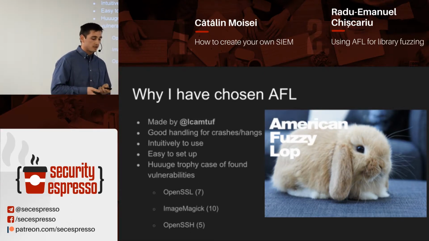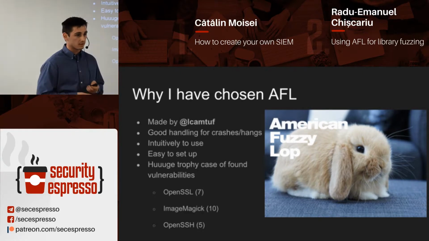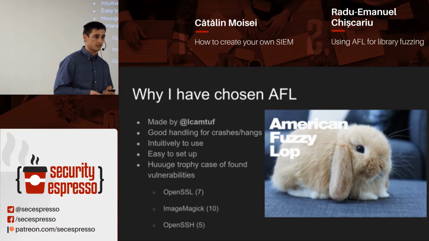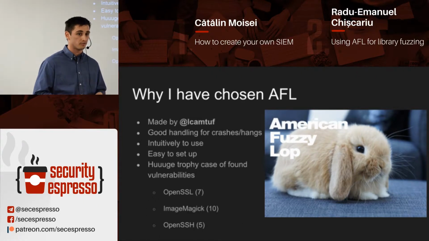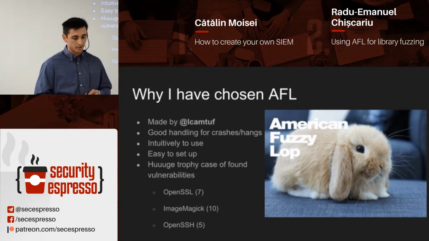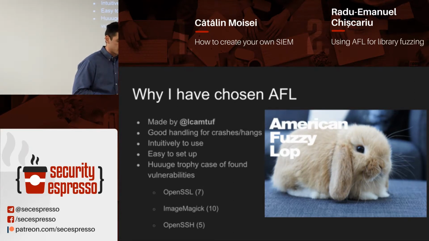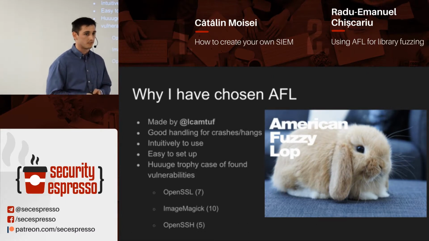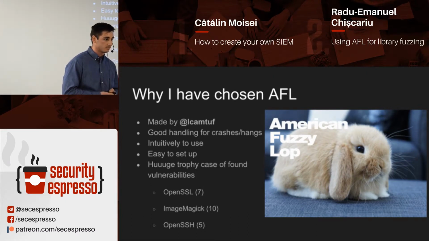What I like about AFL is that it's very easy to set up. It has very good handling of crashes and hangs of the application, and last but not least, it has a huge trophy case of found vulnerabilities. I mean, in OpenSSL, ImageMagick, you name it. If you go to the page, you can find a lot of vulnerabilities, and those are just the ones that were reported back to Michal Zalewski, and he updated the page, but there are a whole lot more. I look a lot at different projects and their bug pages, and a lot of them are found using AFL, so it's a very much employed tool.